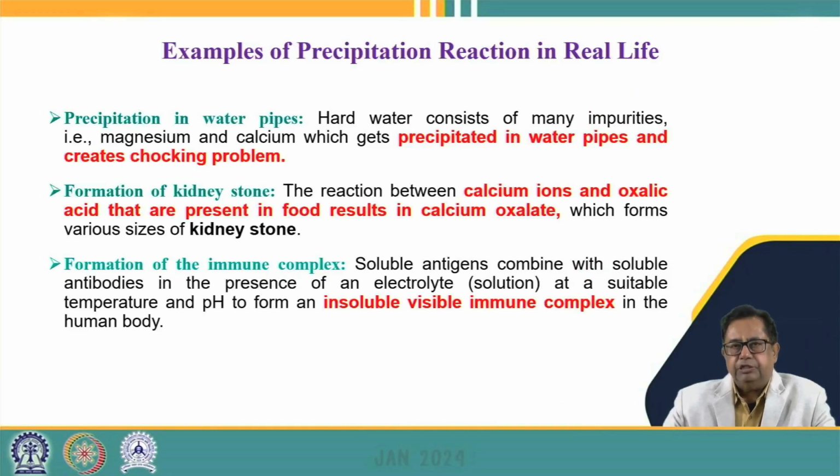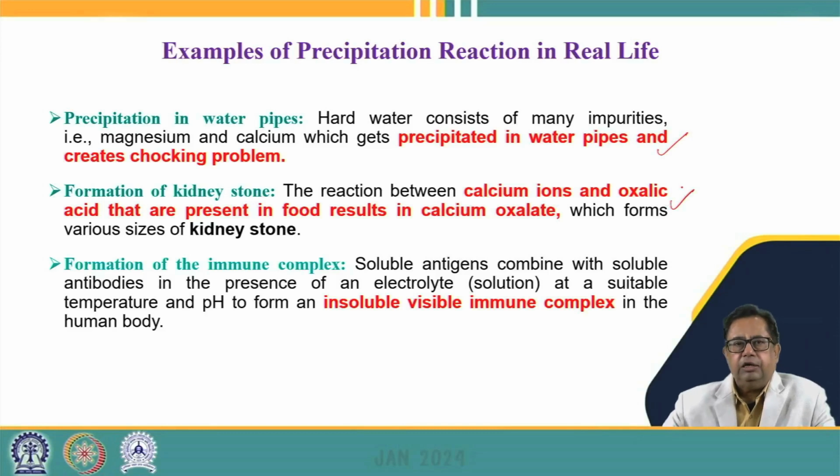So precipitation reactions can happen in real life. For example, we can have precipitation in water pipes. If a water pipe is supplying hard water, it may contain a higher amount of calcium and magnesium, and if the pH changes, these may get precipitated out as calcium carbonate or magnesium hydroxide, and this can lead to choking of the pipes. So this is one example of precipitation.